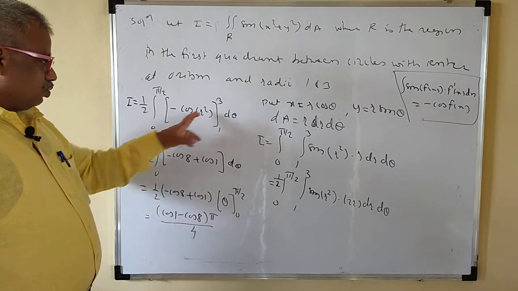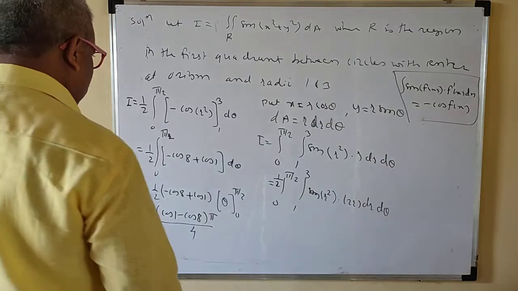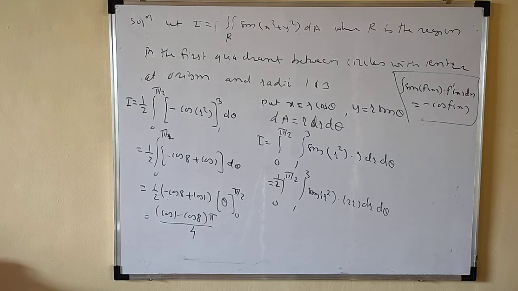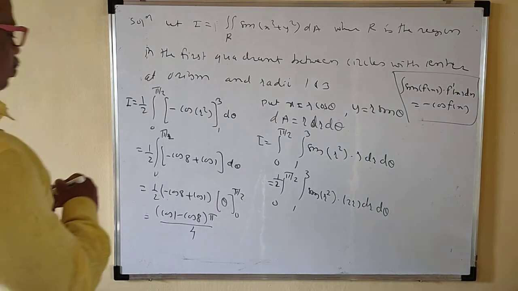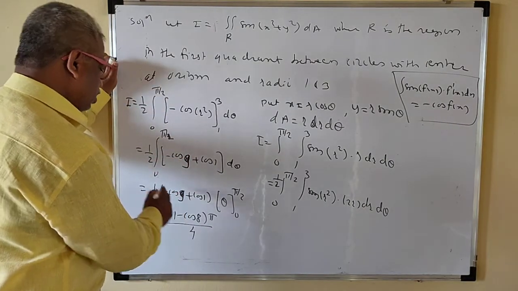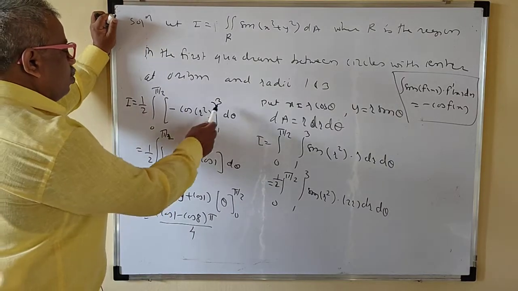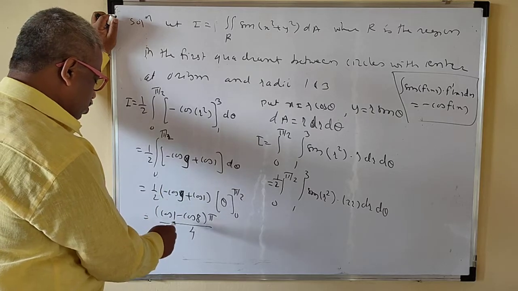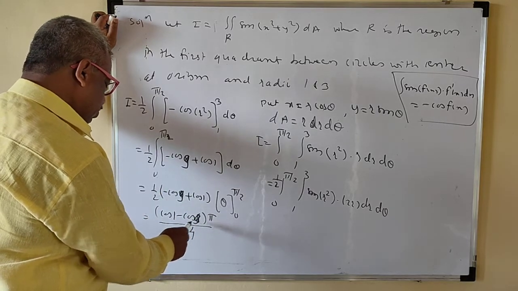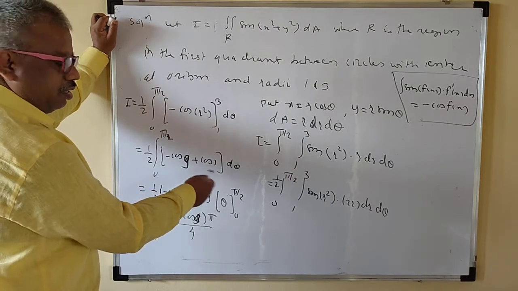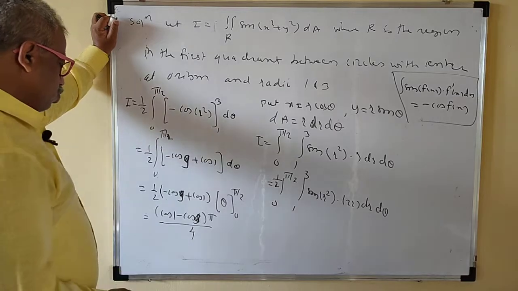So the limits 1 to 3, so 3 square. So what is this 3 square? This is not 8 actually, this is 9. So 9, minus, this is minus cos 9, and minus minus becomes plus, cos 1. So this is half times (cos 1 minus cos 9), and then pi by 4. So this is constant, so its integration is theta, from 0 to pi by 2.